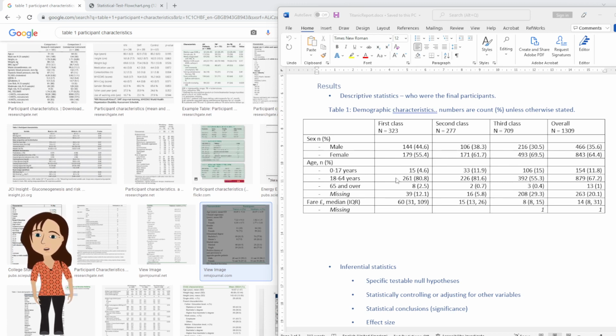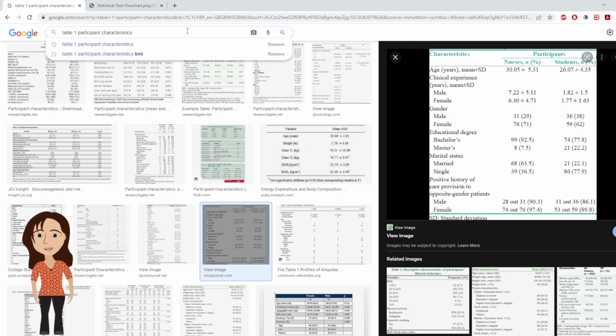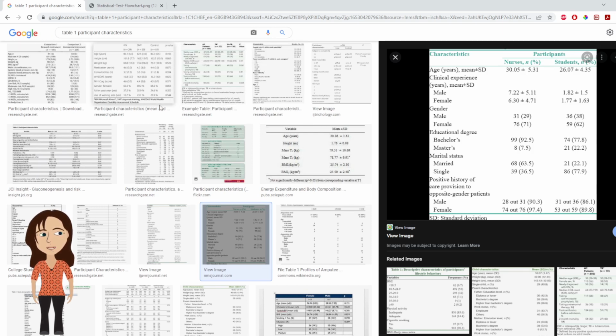Now, if you're not sure whether or not you should do some testing in your particular situation, it would help you to read other papers similar to what you're looking at. And if you want to see layouts for table ones of participant characteristics, you can just search it and you'll find lots of examples on Google, but it's always good to look in the area that you're working in. So if your study is in global health, then go to some global health journals or public health journals.